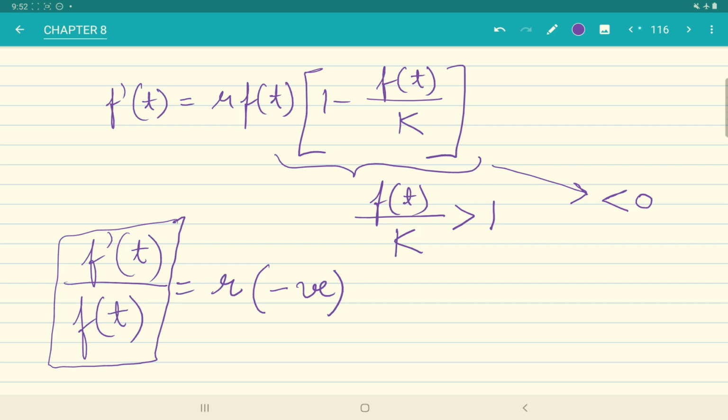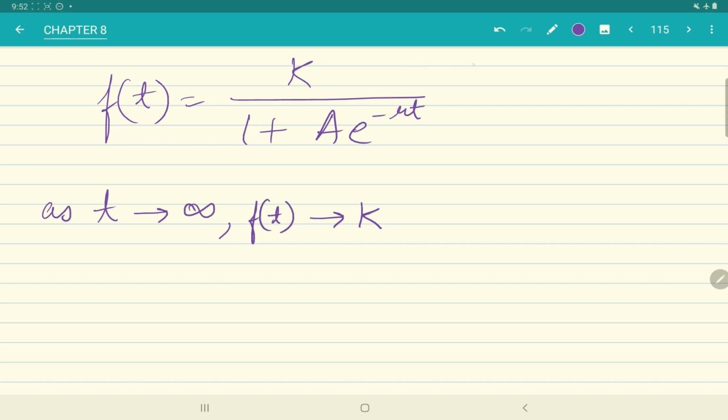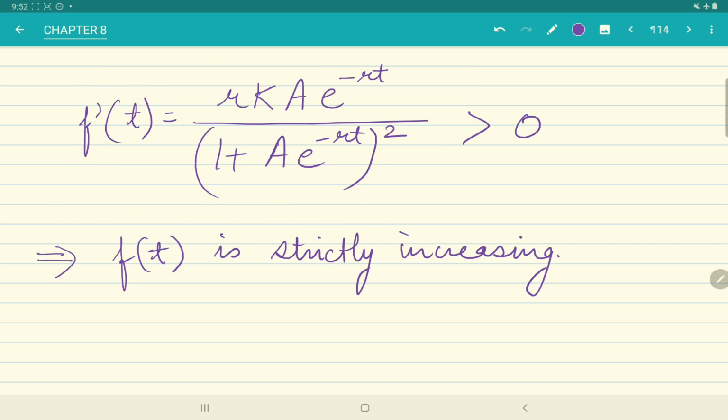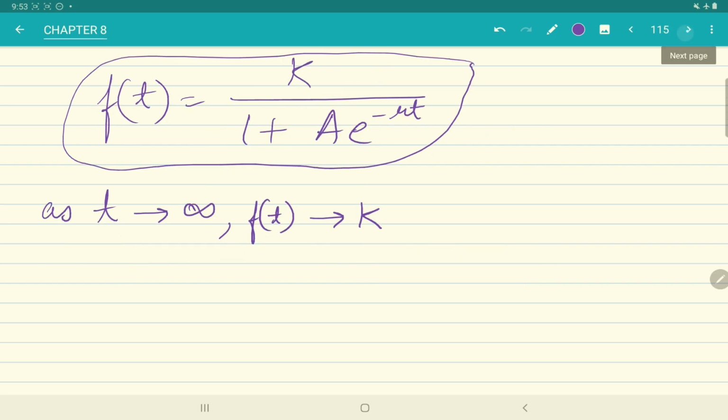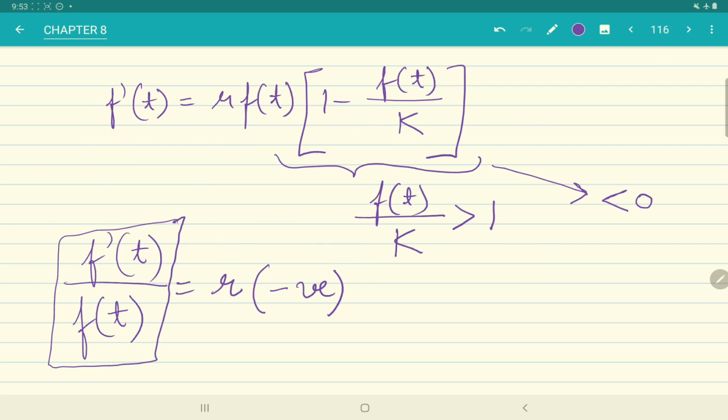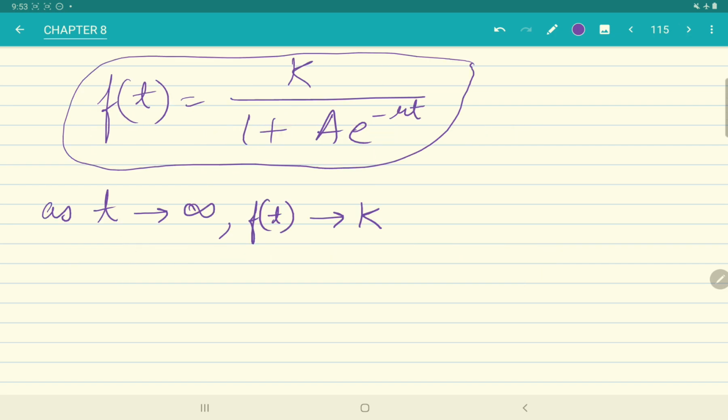We also have to keep in mind that the way we have formulated our expression here, f of t, if f prime t is equal to r f of t multiplied by 1 minus f of t by k, that means f of t has to have this form, and that just implies that as t tends to infinity, the population reaches its carrying capacity. f of t tends to k.